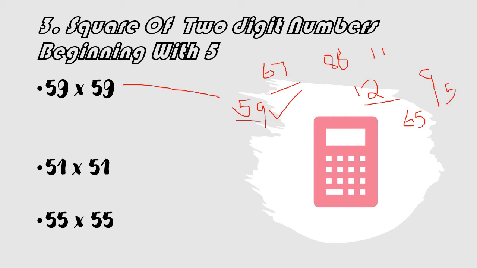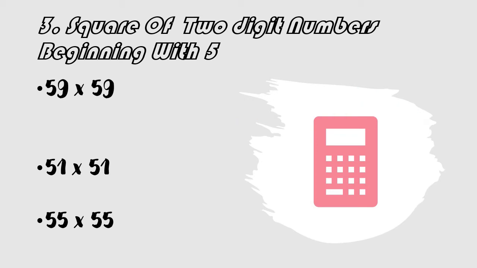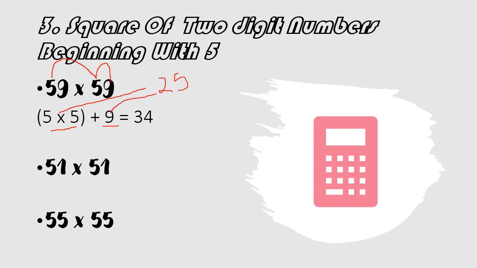I'll just explain. Now, how are you going to solve it? It's very simple. The first step is that you multiply 5 into 5, and add the result to this number 9. 5 into 5 is 25, and adding 9, you get 34.